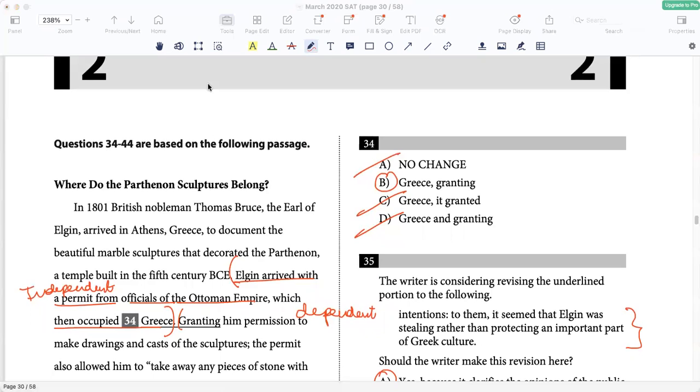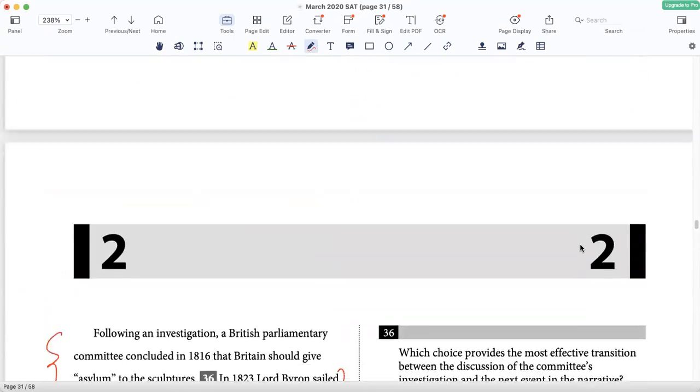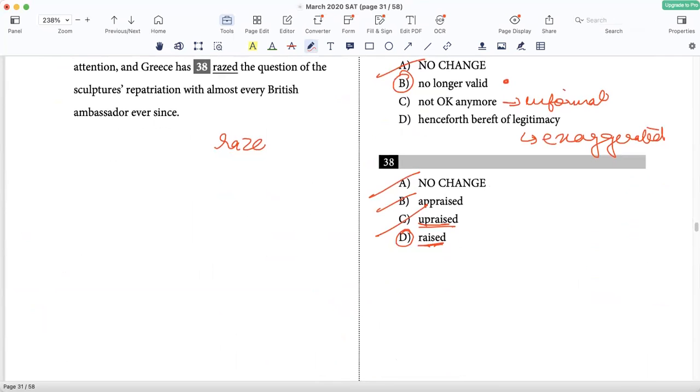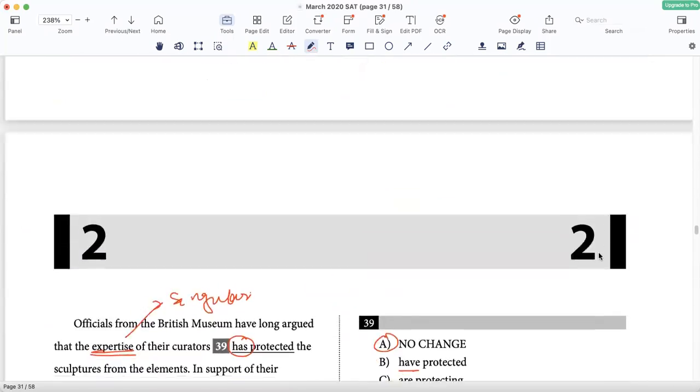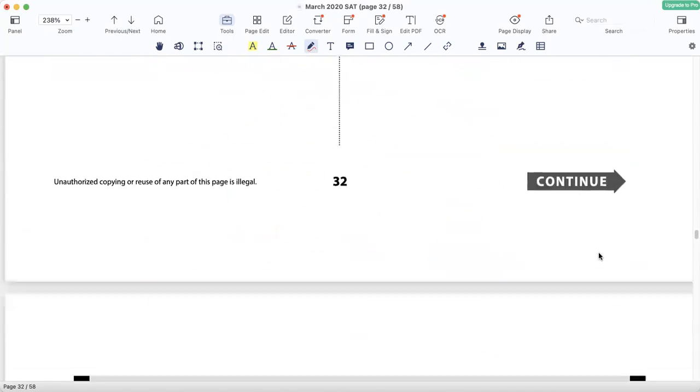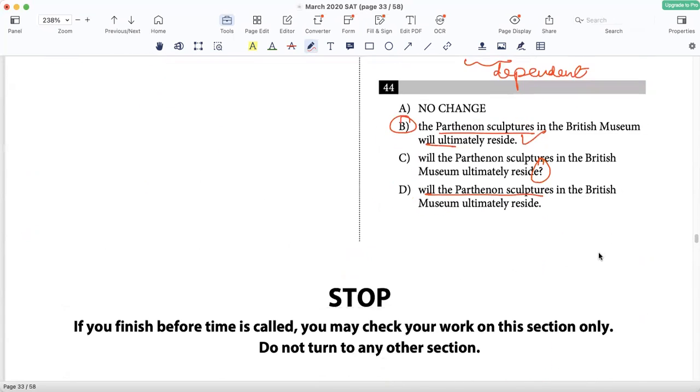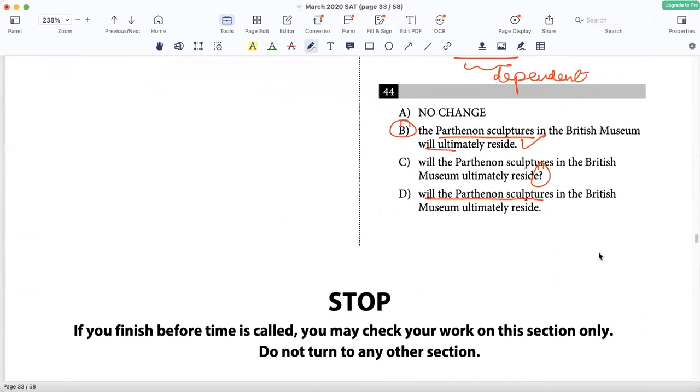Okay, let's grade this. 34 BACBD, BACBD, ACBBDB, ACBBDB. Okay, great. So we got all correct.